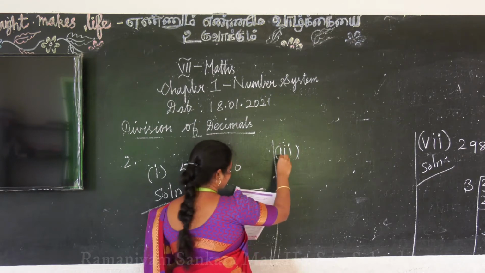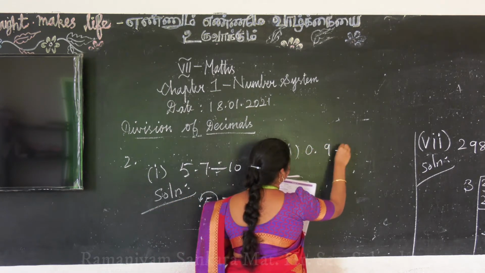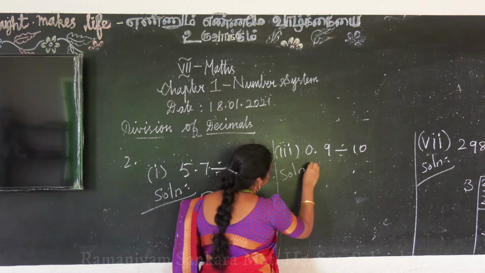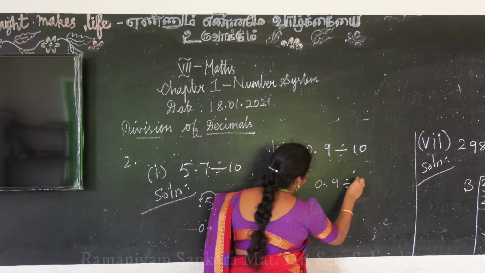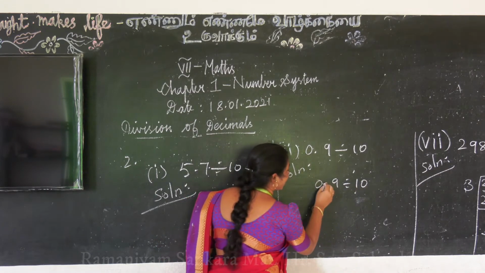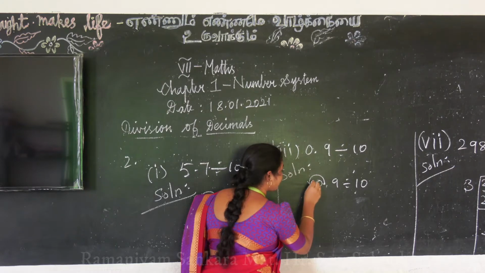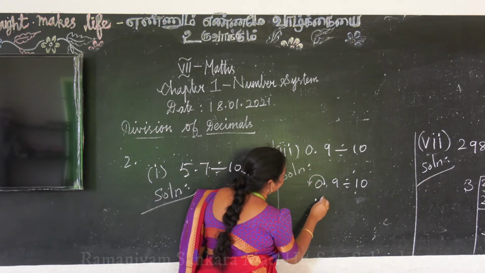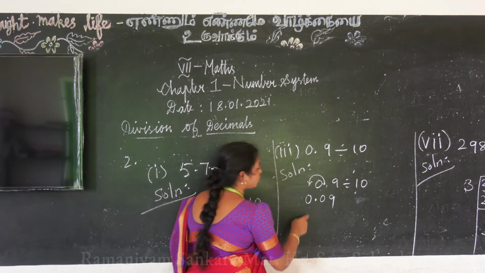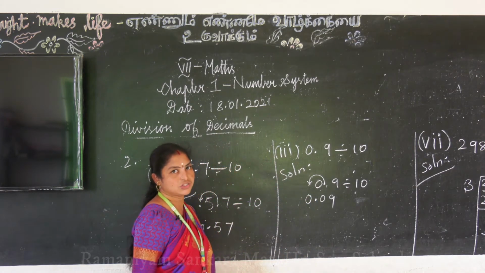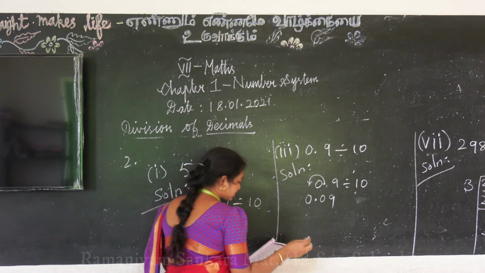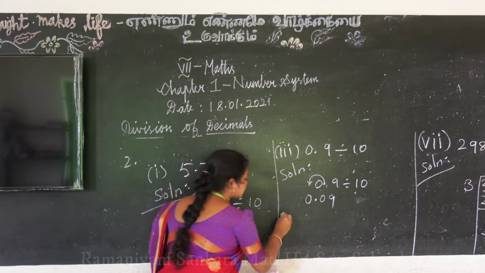Third sum I will do: 0.9 divide 10. So there is only 1 zero as divisor. So we have to move only 1 step towards the left side. So 0.09. For identification, you have to add a 0 before the decimal digit. Okay, next. Then sixth sum I will do.